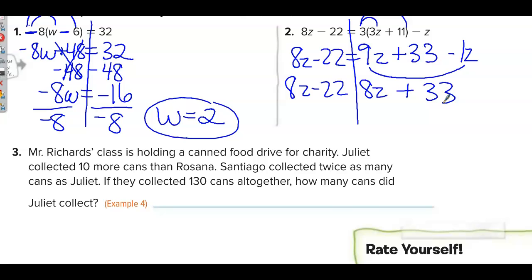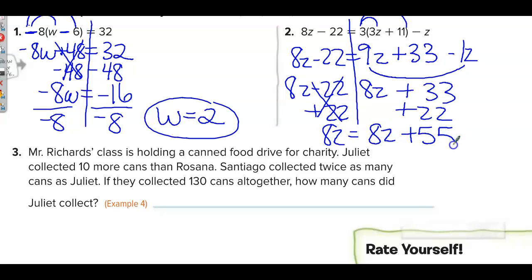Callie, sorry. Now you are going to divide the 8 z's together? I agree I could do something with the 8 z's, but I don't think I'm going to divide yet. Could we do the add 22? Sure, we could do that. So we can get this 22 taken to the other side. Very good. So I'm left with 8z over here equals 8z plus 55. Okay?